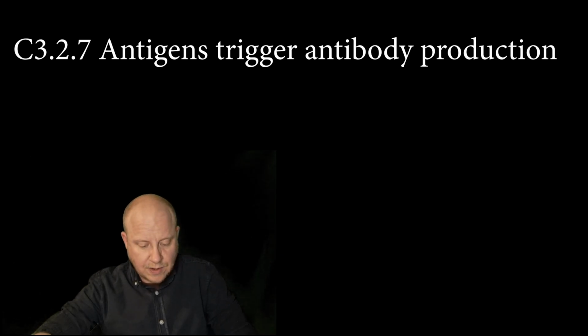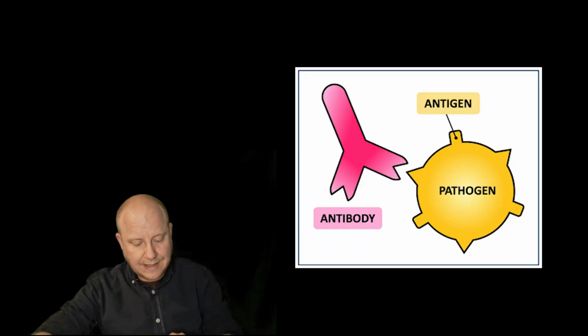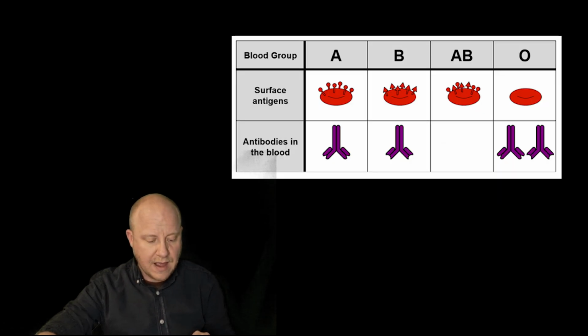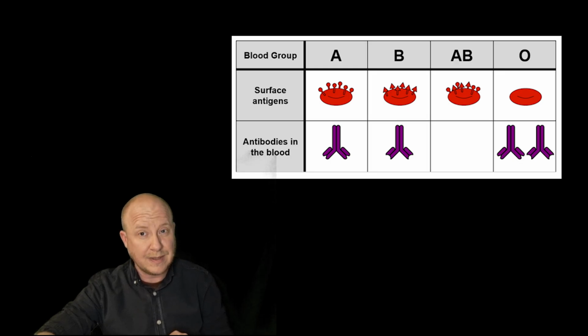C3.2.7. Antigens trigger antibody production. Students should appreciate that most antigens are glycoproteins or other proteins, and that they are usually located on the outer surfaces of pathogens. Antigens on the surface of erythrocytes, red blood cells, may stimulate antibody production if transfused into a person with a different blood group. So antigens are recognition molecules that trigger antibody production. That's what we're going to learn about.